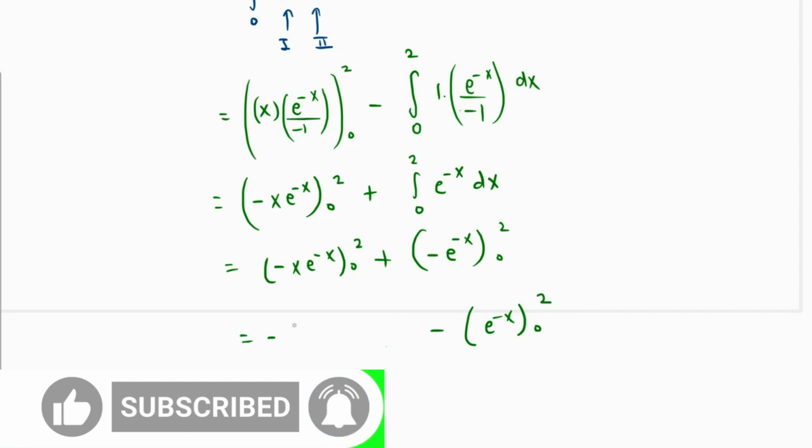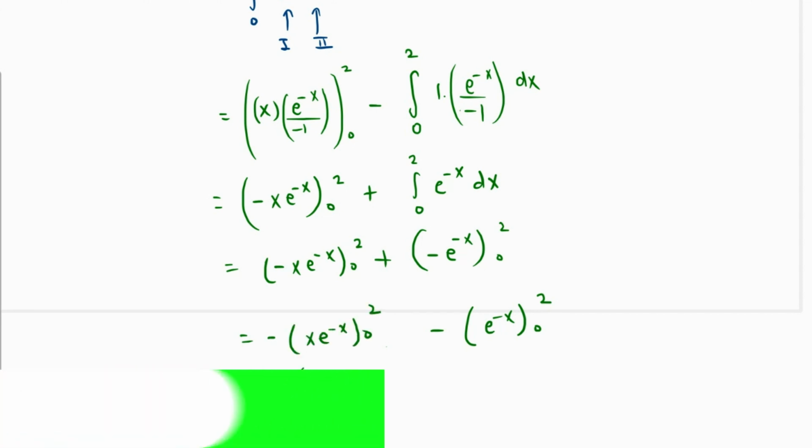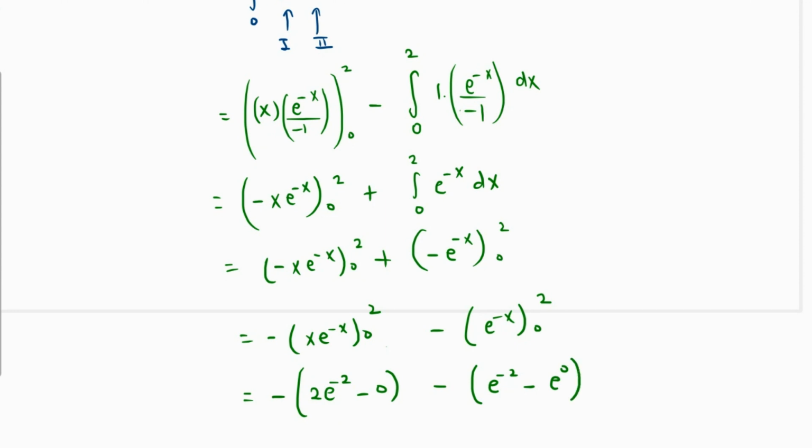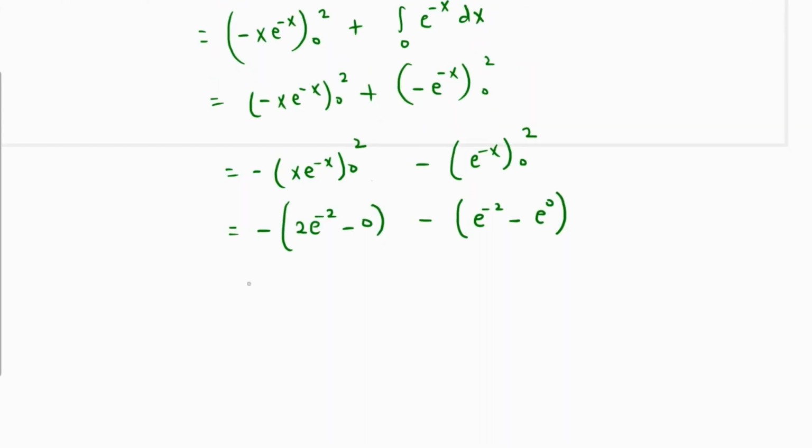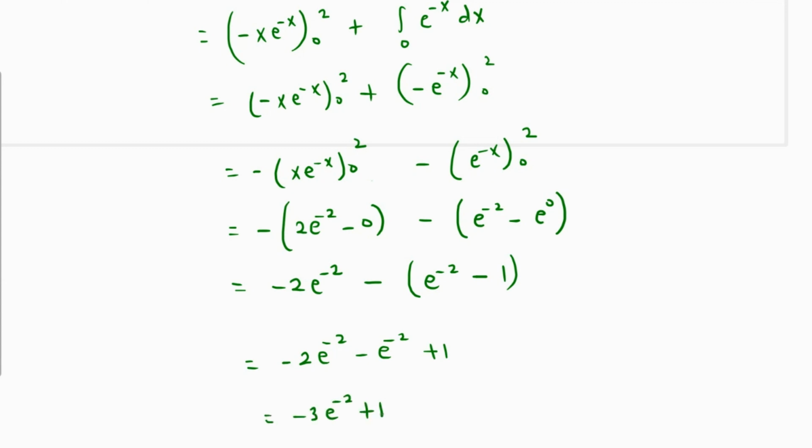So this can be written as minus of x e raised to minus x within the limits of 0 to 2. So this will become minus of 2 times e raised to minus 2 minus 0, and minus of e raised to minus 2 minus e raised to 0. So this will become minus 2 e raised to minus 2 minus of e raised to minus 2 minus e raised to 0, which is 1. So if you open up the parentheses, that is minus 2 times e raised to minus 2 minus e raised to minus 2 plus 1, which is negative 3 e raised to minus 2 plus 1.